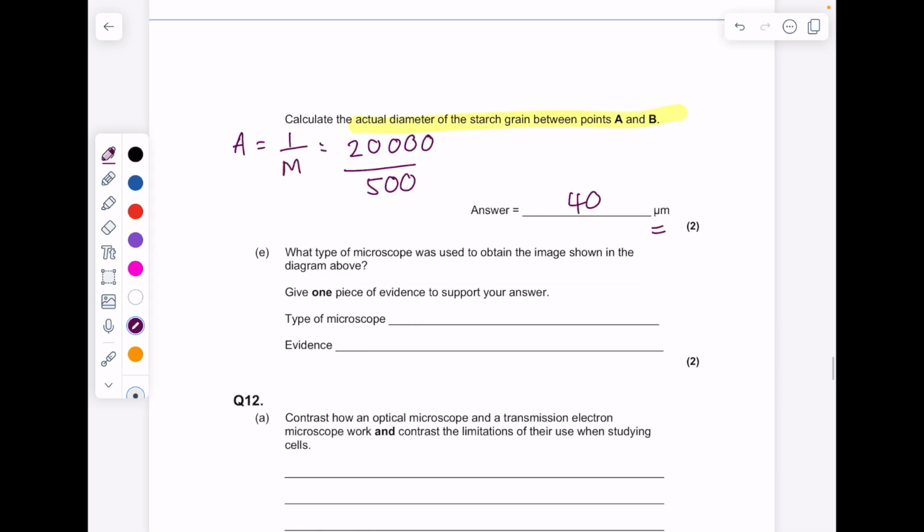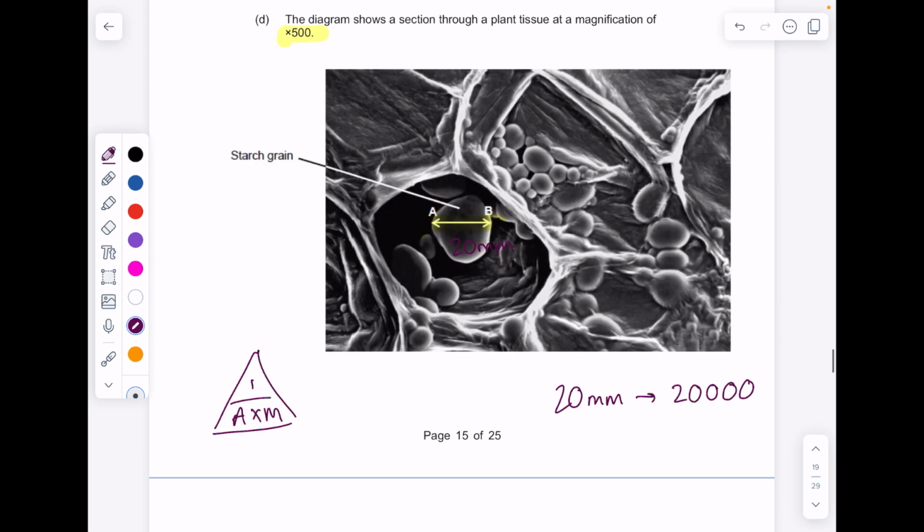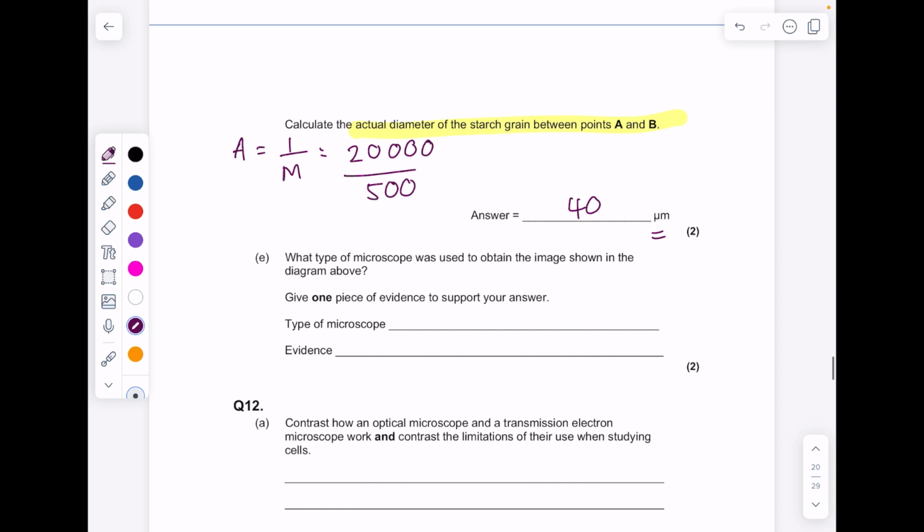What type of microscope was used to obtain the image shown in the diagram above? Give one piece of evidence to support your answer. I hope you can see that it is clearly a 3D image, which means specifically it's a scanning electron microscope.